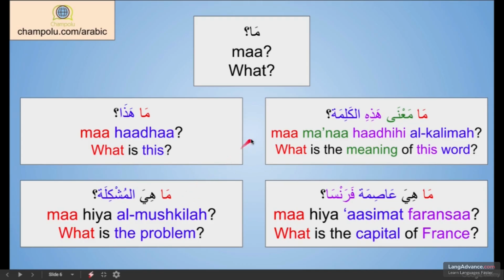Notice that what we are asking about is the subject of the sentence here. For example, when we ask ما هي عاصمة فرنسا, the answer would be Paris هي عاصمة فرنسا, or Paris is the capital of France. So Paris here is the subject of the sentence, and that's why we use ما. And we'll notice this in a little bit when we see the other word ماذا.